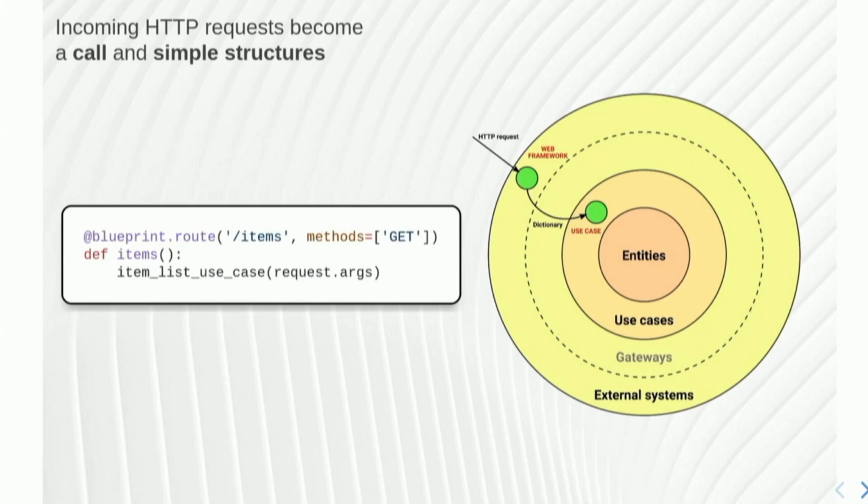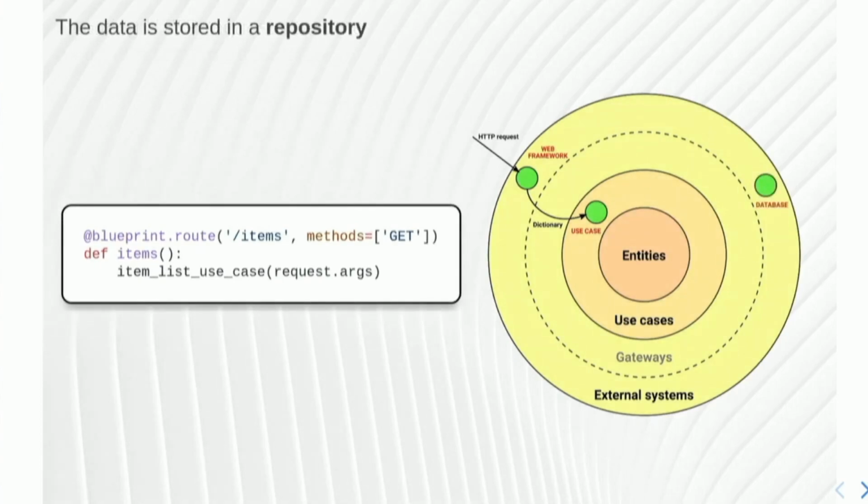For example, I shouldn't send anything that is defined in the web framework, some structure that has been defined there, a type that Flask uses to manage an HTTP request, because the use case doesn't know anything about HTTP requests, and it shouldn't know anything. Okay.